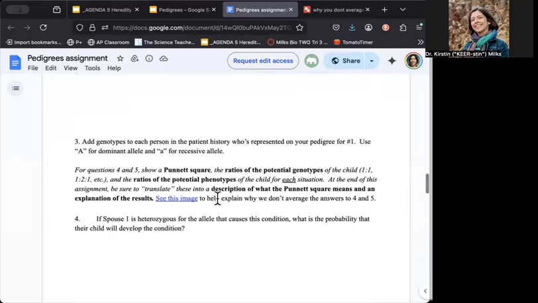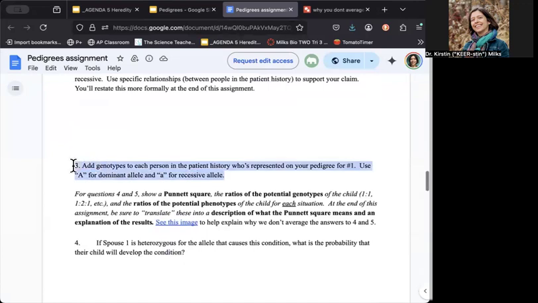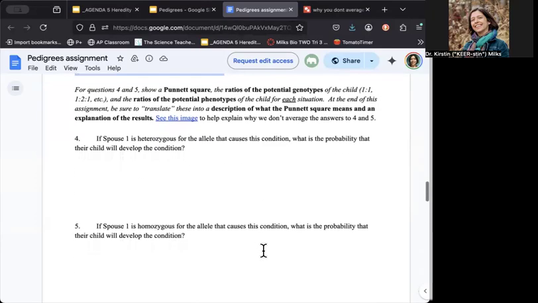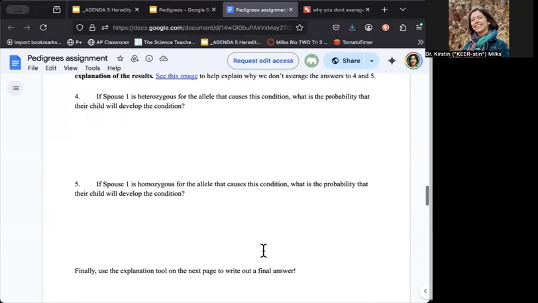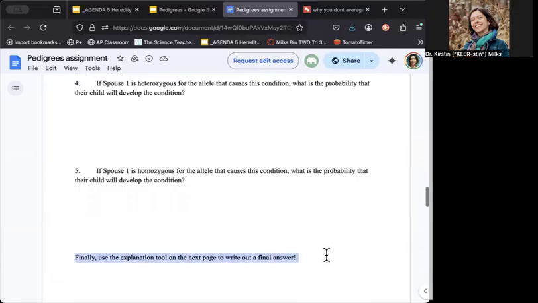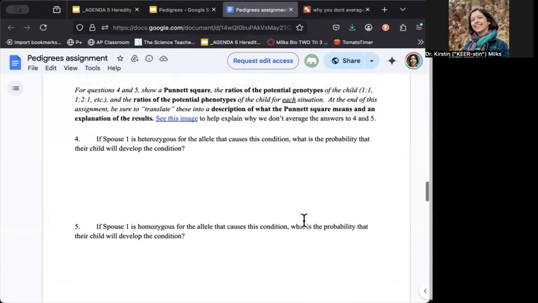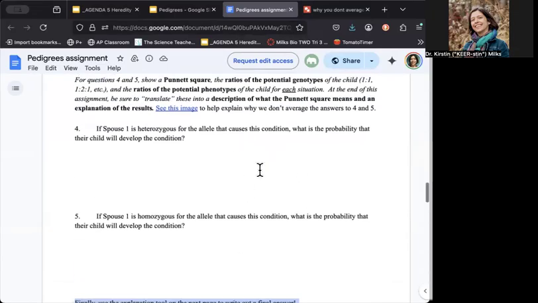Now, the last thing you're going to do after you add genotypes to each person in the patient history who's represented in your pedigree, so all the symbols are going to have genotypes. You might have some underlines because you don't know whether the second allele was dominant or recessive. And then you're going to draw some Punnett squares to answer question 4 and question 5. You do not need to use the explanation tool to write out a final answer. Once you're done with these, you can write end, and that'll end your work for today.